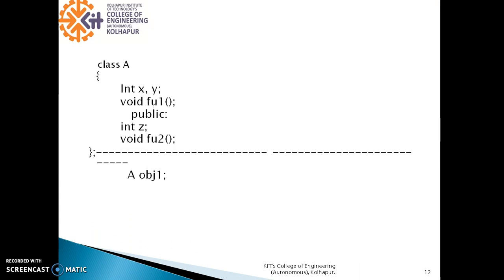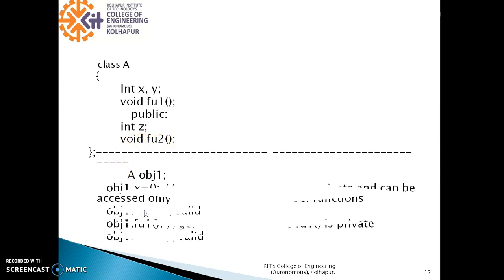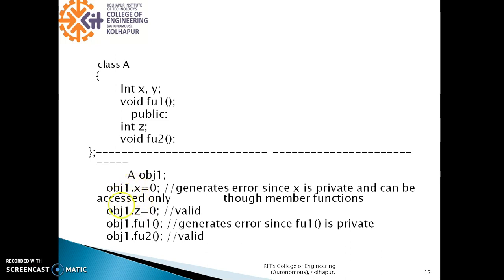This is another example to show how you will access the data members as well as the functions. Now the object created is object 1 with the class name A. See now, here you have got the data members X and Y and member function FU1, but these are private by default. They cannot be accessed outside the class. But data member Z and member function FU2 can be accessible outside the class. See now, if you write obj1.x, then it will generate the error. Obviously, it is under the private section.